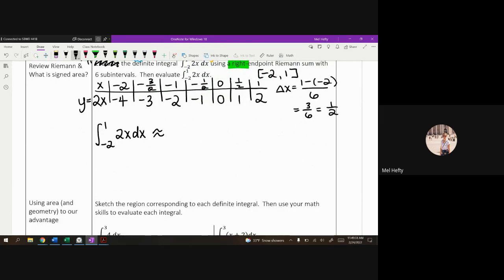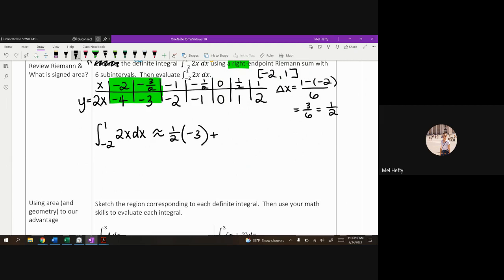Now, the first rectangle, I'm going to highlight what we're looking at for that first rectangle. How long is he along the x-axis? So our delta x. 1/2. All right. And then what f of x or y value are 2x values? Which one are we going to use? -3, the one on the right.